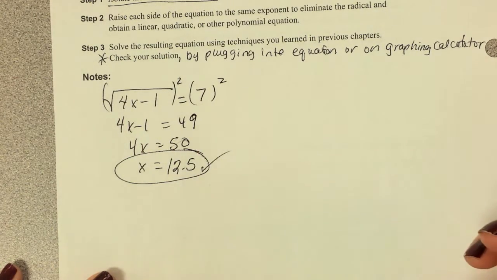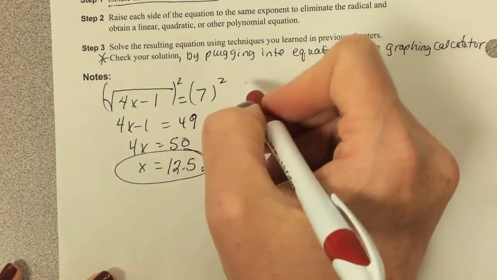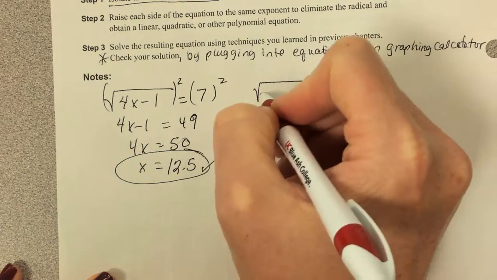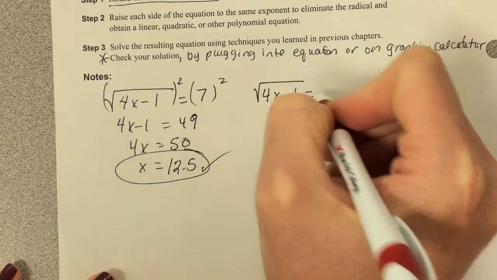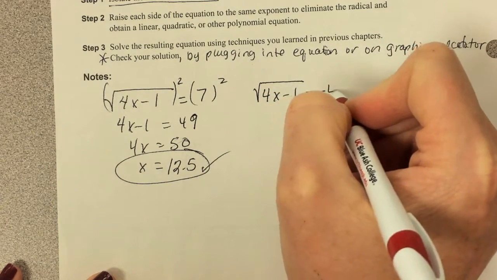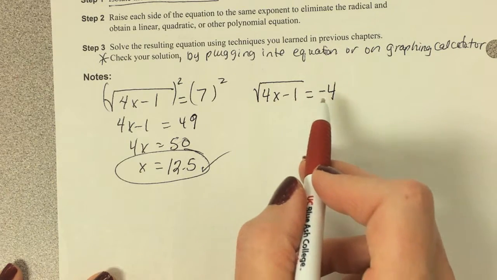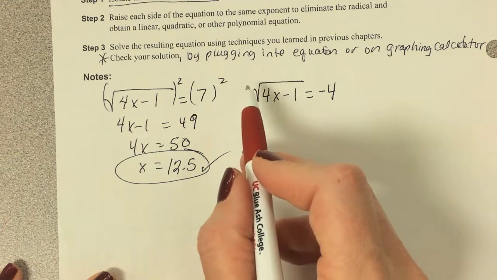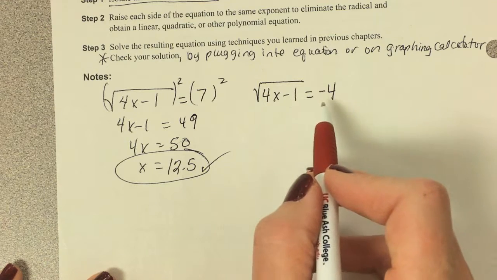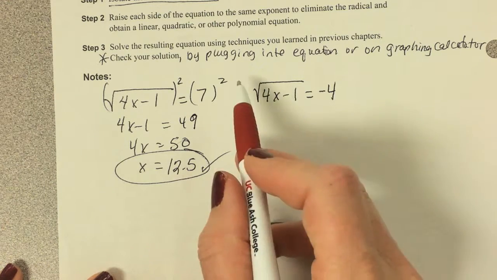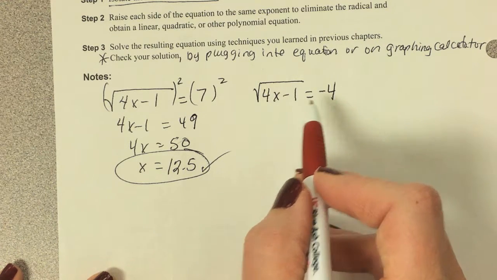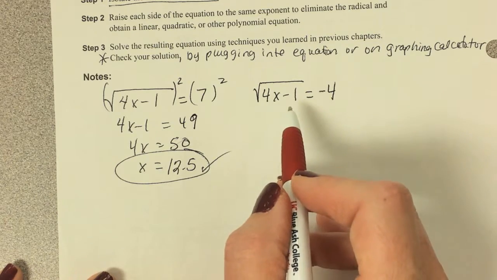Now, one thing I want you to realize, though, is what if we have the square root of 4x minus 1, but this time it's supposed to equal negative 4. Right away, you should recognize that this is not going to work. And that's because the square root of a number is never going to be negative. The square root of a number is always positive. So therefore, this has no real solution.